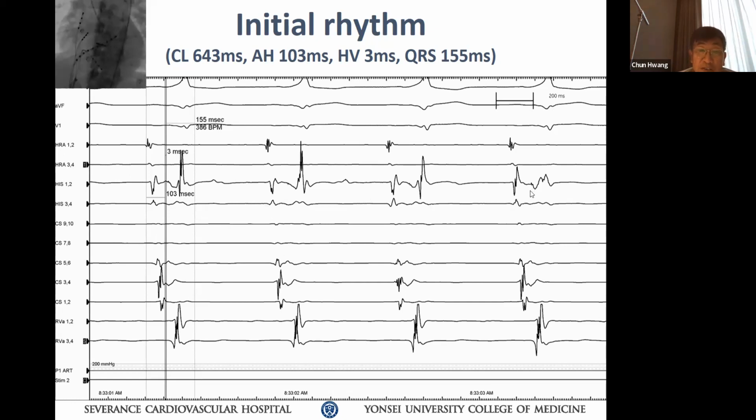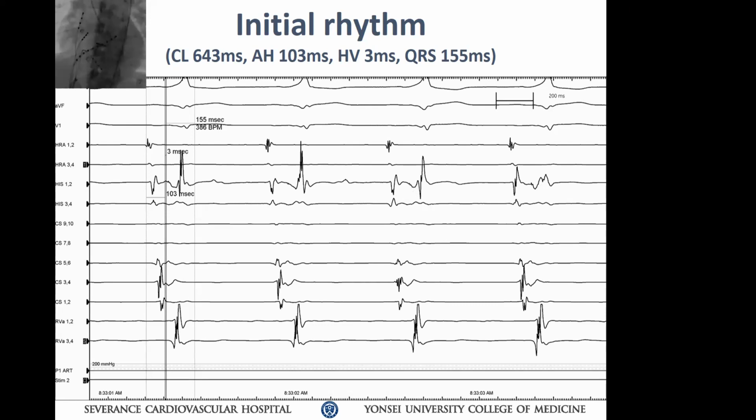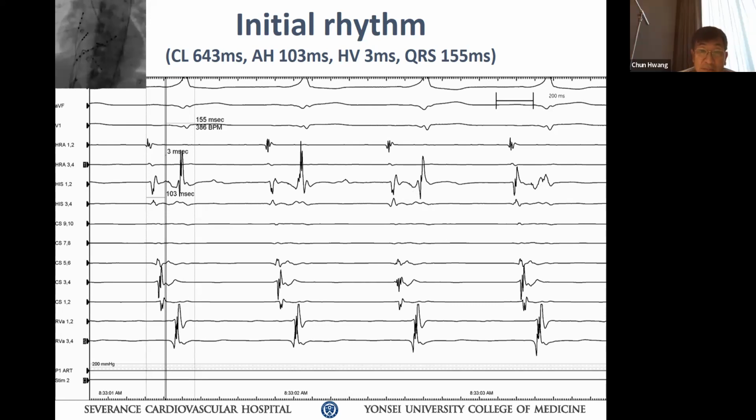Your His EGM keeps changing, right? Did you see that? So does your ventricular electrogram. After the His, after the QRS, you see the local V. Is it all the same? No, all different. What does that mean? The position, right. Your catheter is not stable.